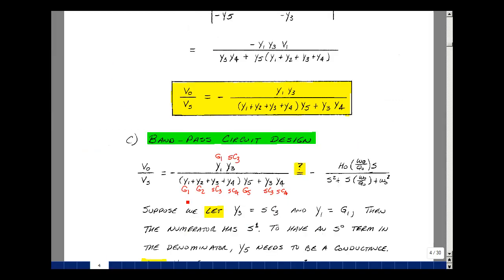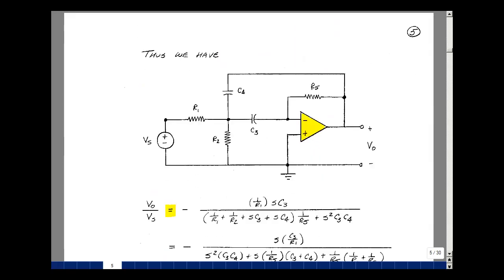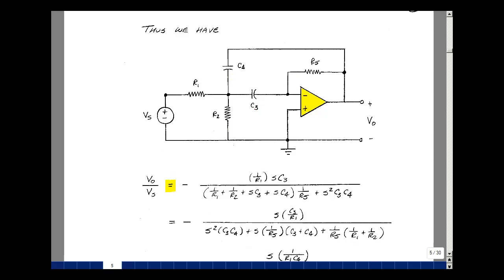And so it's possible to pick the individual components in this circuit to give me a bandpass function. Now we're going to solve for the actual transfer function. Labeling this on the schematic, we have a resistor for Z1, a resistor for Z2, a capacitor for Z3, a capacitor for Z4, and a resistor for Z5. The transfer function was minus, because of the inverting amplifier. I had Y1, Y3, Y1, Y2, Y3, Y4, Y5, and then we had Y3, Y4.